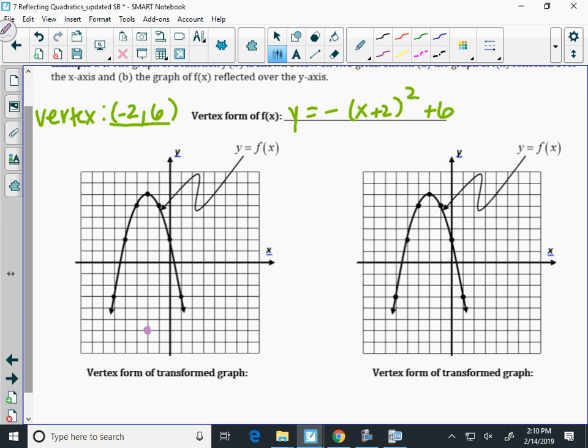This one is 1, 2, 3, 4, 5. 1, 2, 3, 4, 5. 1, 2, 3, 4. 1, 2, 3, 4, 5. 1, 2, 3, 4, 5. 1, 2. 1, 2.